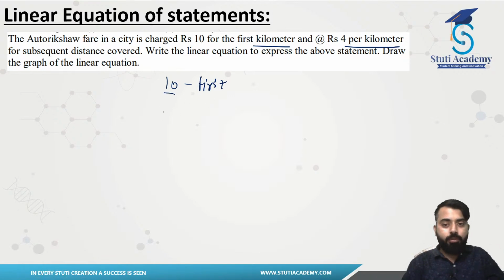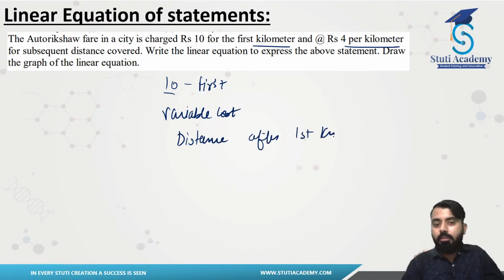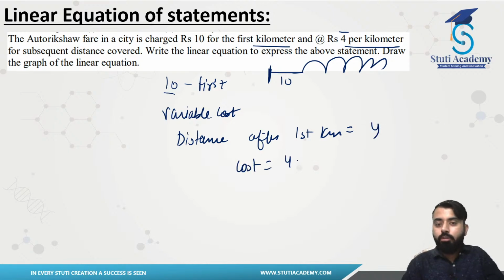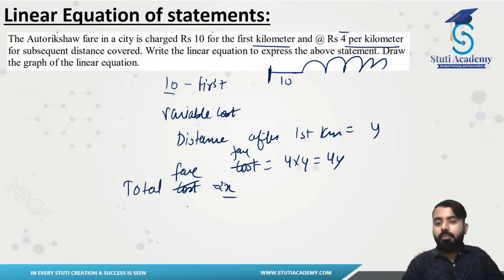If I assume the variable cost, or the distance after the first kilometer: for the first kilometer he is taking 10, and for every kilometer after that he is taking 4 rupees. If I assume that the distance after the first kilometer is y, then the cost will be what? 4 times y, it will be 4y. And if I assume the total fare is rupees x, then according to the question, total x will be equal to the cost of the first kilometer plus the variable cost.